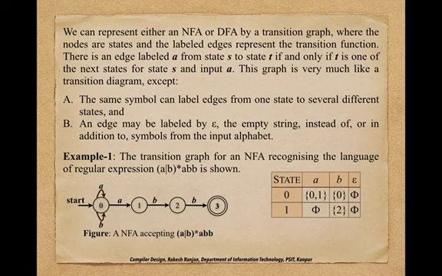Similarly, if we are at state 1 and the input is A, we are going to 5. If there is B, we are going to 2. If there is epsilon, we are going nowhere, so we can write here 5.